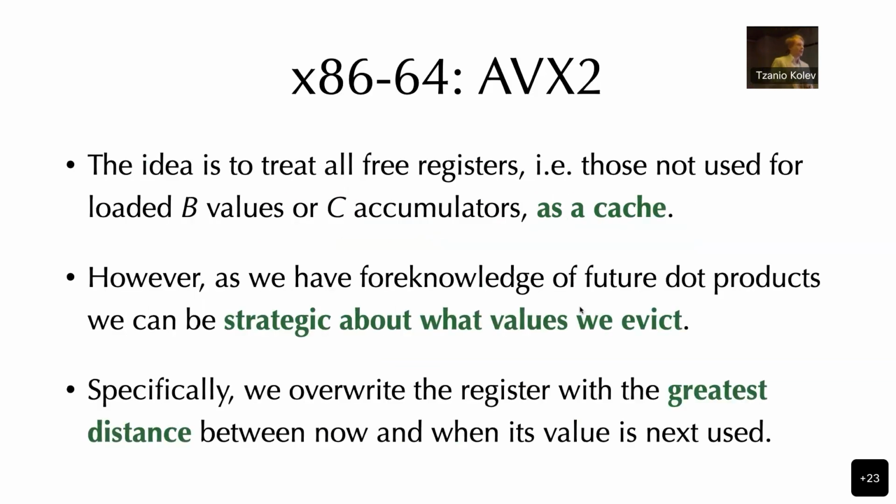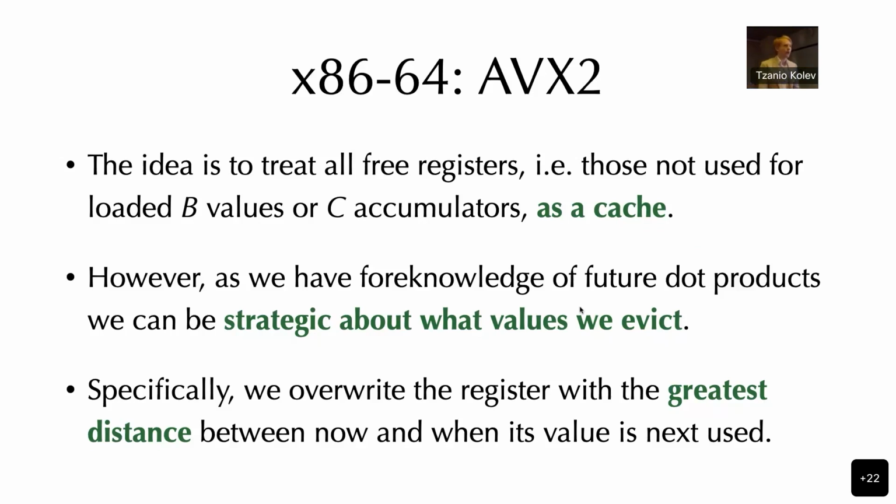The overall idea here is that we figure out how many registers we need for our accumulators, and for holding B, and then all remaining registers serve as a cache. That is to say, rather than always loading in the unique values of A from memory, we try and keep them around in registers. This works pretty well because we have knowledge of the future. I know what dot products are going to come in the future. I know what unique values they contain.